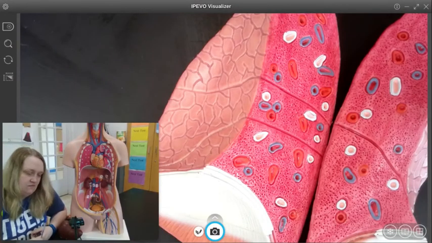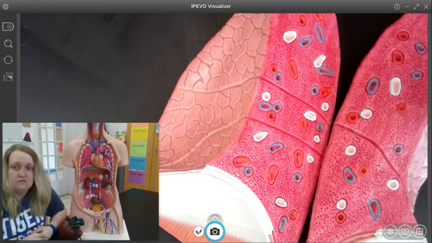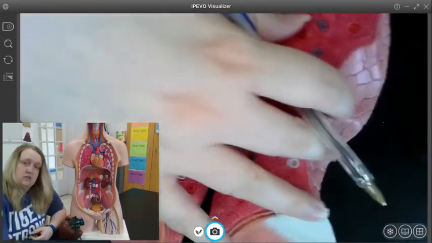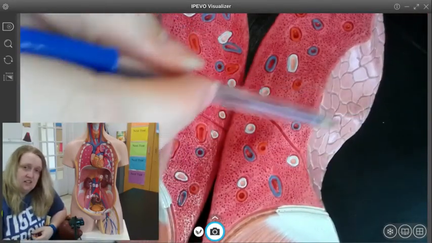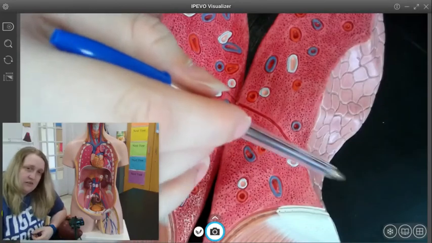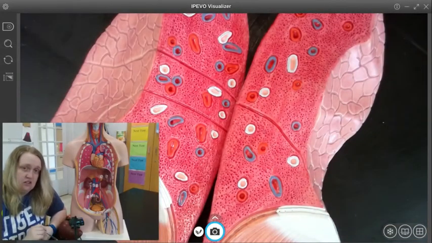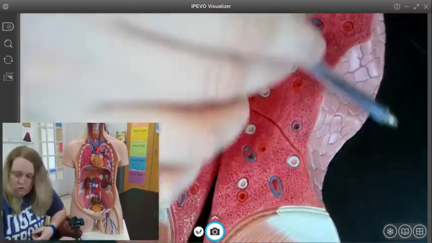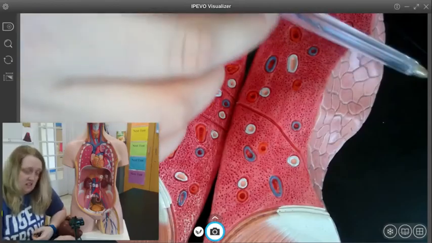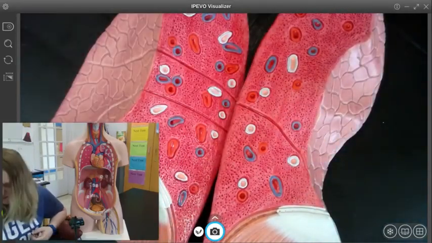Number 18, why is the left lung smaller? So if you look at this lung here, there's actually a notch out right here. What organ is located there? Why is the left lung smaller? Again, what organ? This is number 18. What organ is located right there?